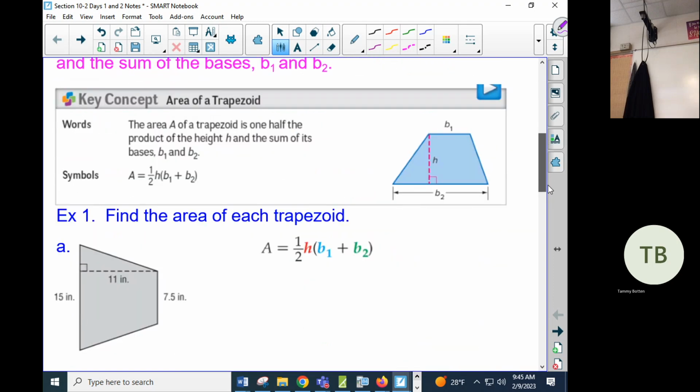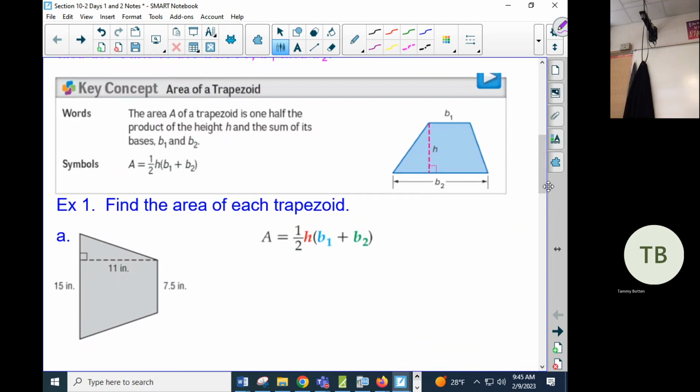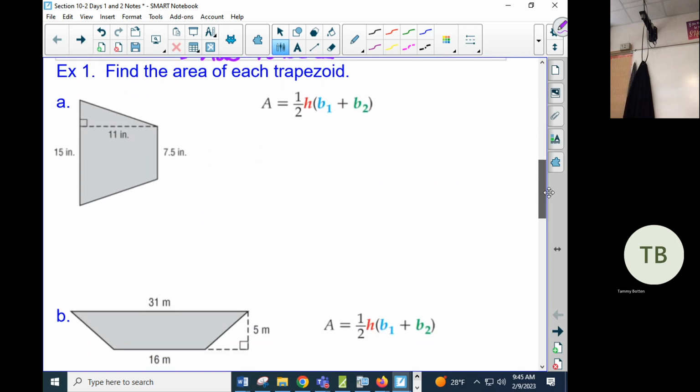Okay. So if I look here, again, this is the formula, and your height has to be perpendicular. Okay, if it's not, you can't use it as a height. So in this one, they call the top one B1. That's just your first base. This one is your second base. Your height is perpendicular. And sometimes it'll happen again where they put the height outside of the trapezoid. So just so you're aware of that.